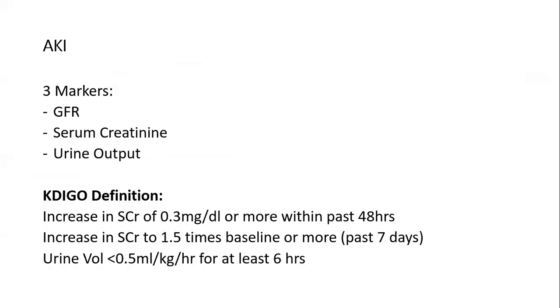So acute kidney injury basically is assessed based on three basic markers. One is glomerular filtration rate, the other is serum creatinine, and third is urine output. So you always look at the GFR, the serum creatinine, and look at the urine output.